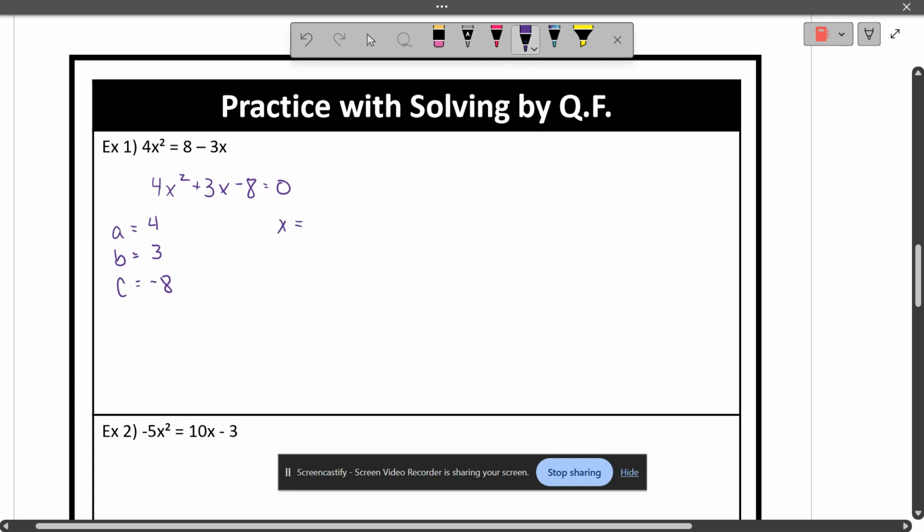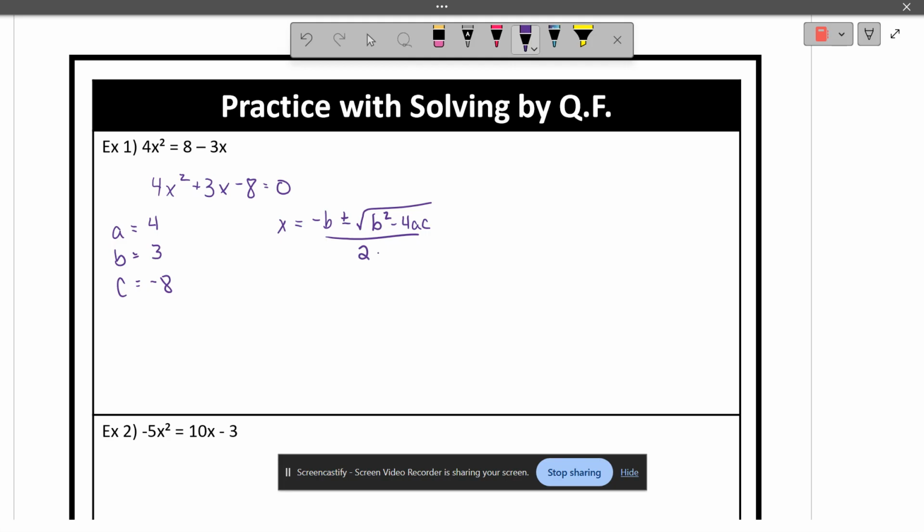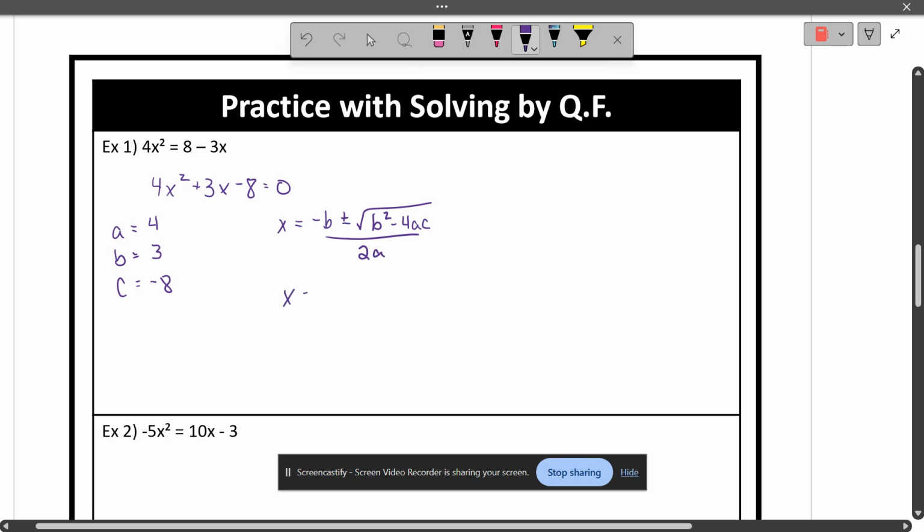So x is equal to negative b plus or minus the square root of b squared minus 4ac all over 2a. I'm also going to rewrite it just so you can see it using it for the first time. So x is equal to negative 3 plus or minus the square root of 3 squared minus 4 times negative 8, all over 2 times 4. Simplify, x is equal to negative 3 plus or minus the square root of 9 plus 16 times 8.